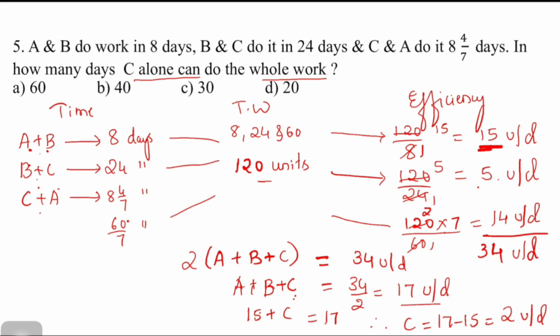So how much time will C take? Time is equal to total work divided by efficiency. Total work is 120 and efficiency of C is 2. So 2 sixties are 120, so it is 60 days. So C alone will take 60 days to complete that work.